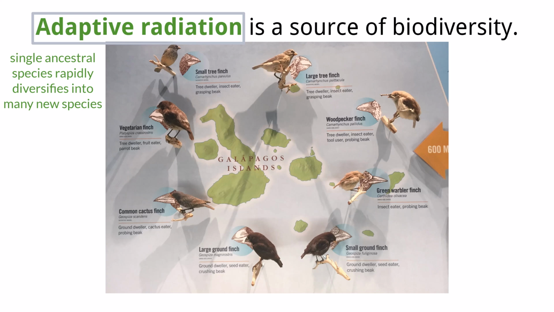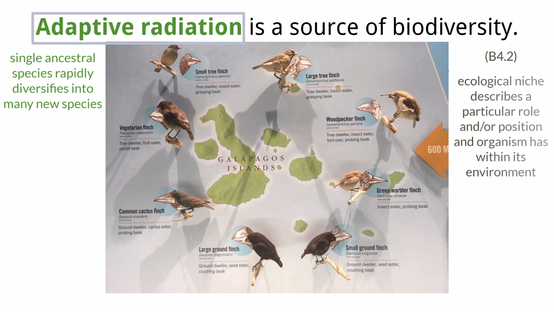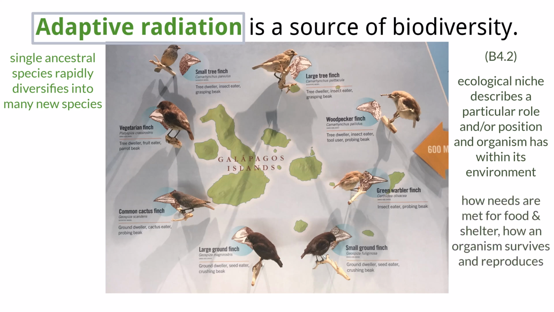As seen in section A4.1, an ecological niche refers to the role and position a species has in its environment, including all the interactions it has with the biotic and abiotic factors. It encompasses how a species meets its needs for food and shelter, how it survives, and how it reproduces. Because no two species can occupy the same exact ecological niche, populations can adapt to occupy different niches.